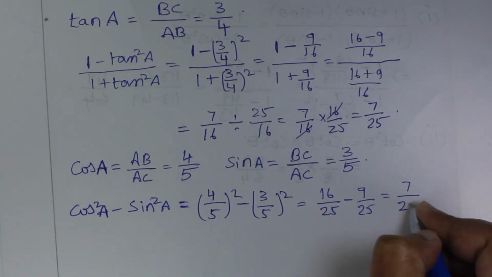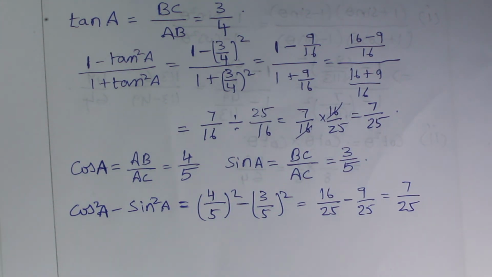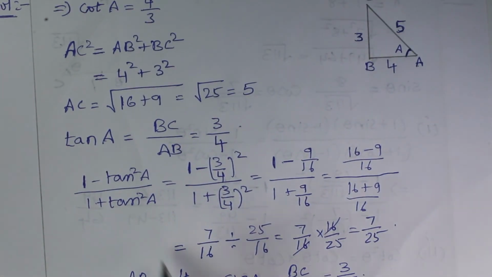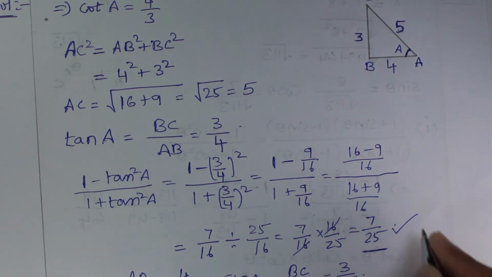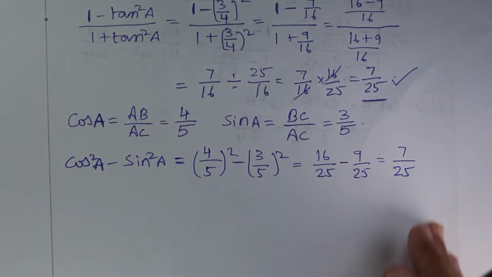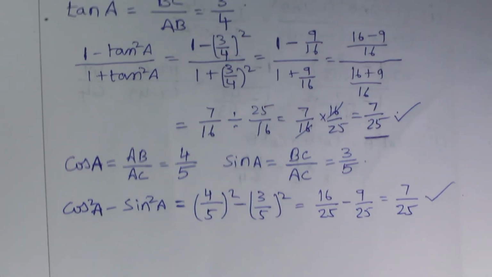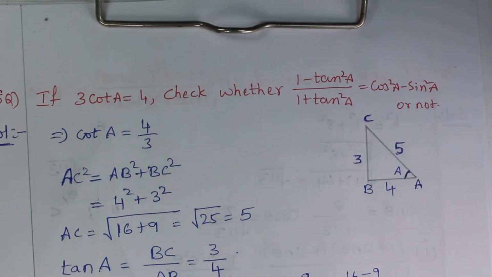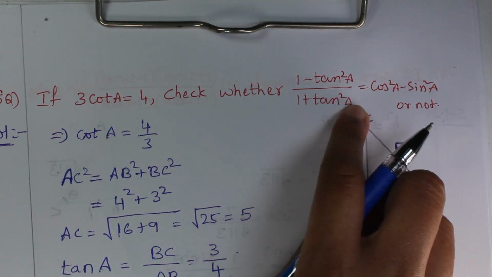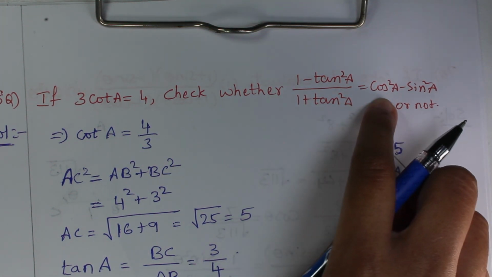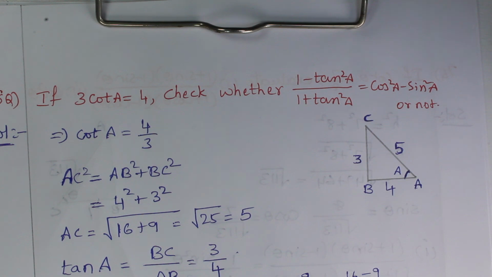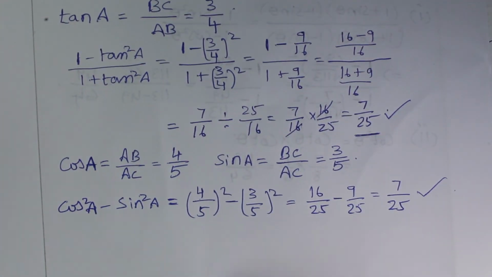So what did we get for (1 minus tan square A) divided by (1 plus tan square A)? 7 by 25, right? And cos square A minus sin square A is also 7 by 25. So both the values are equal. So (1 minus tan square A) divided by (1 plus tan square A) is equal to cos square A minus sin square A. So the answer is yes.